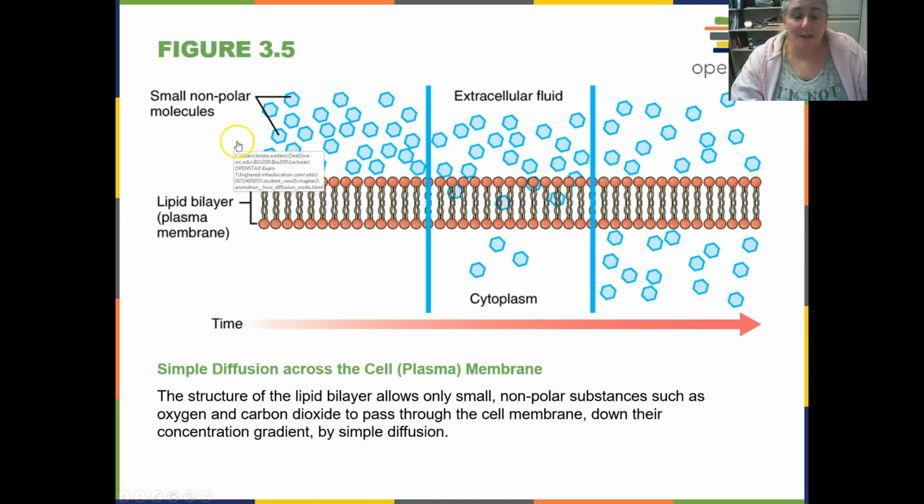So this is simple diffusion. Simple diffusion is the movement of molecules from a higher to a lower concentration down a concentration gradient. So here we have some small nonpolar molecule that can go through the plasma membrane.